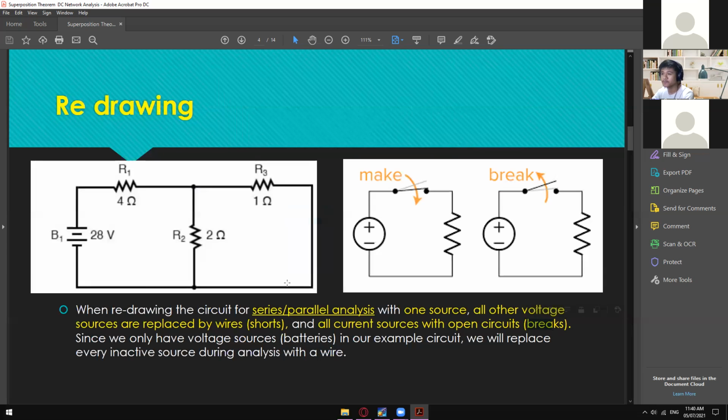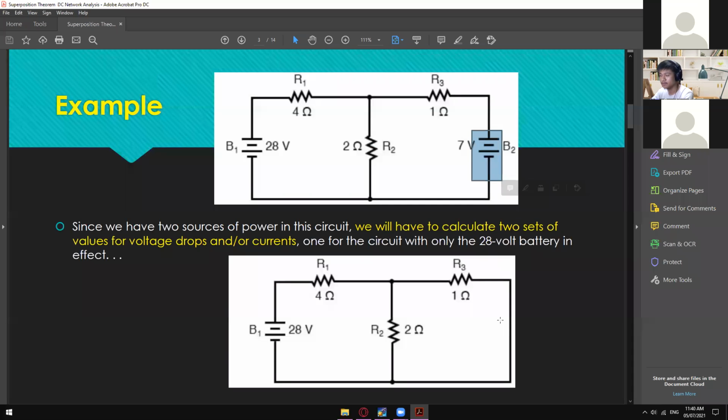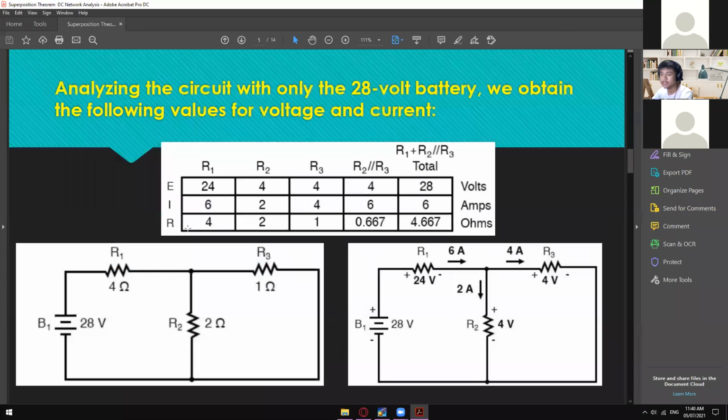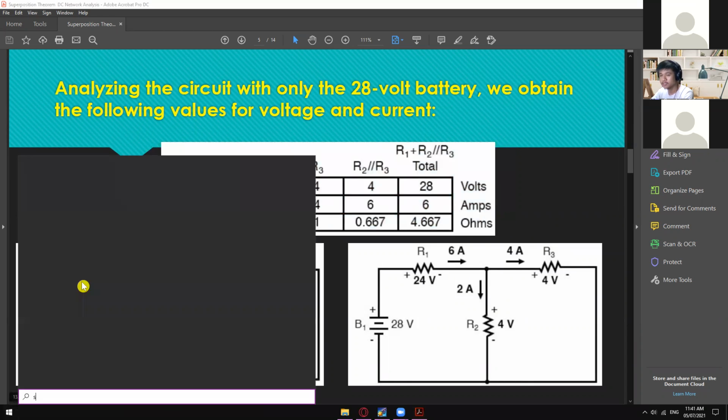Okay, so since we have a voltage source on the right side, the 7 volts right here, all we need to do is short it to eliminate that source. That's how we do things in here. Then after that, you can now apply Ohm's law, and here's the result after solving. But for you to be able to get this, let's have our own solution.